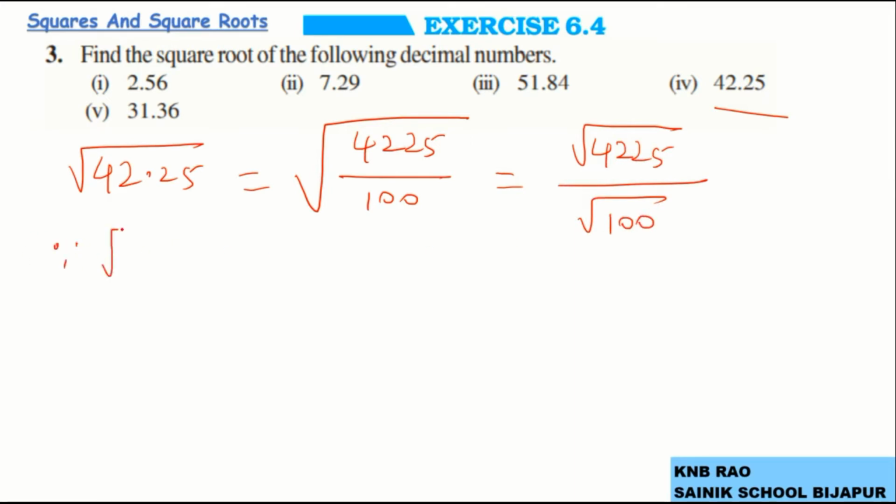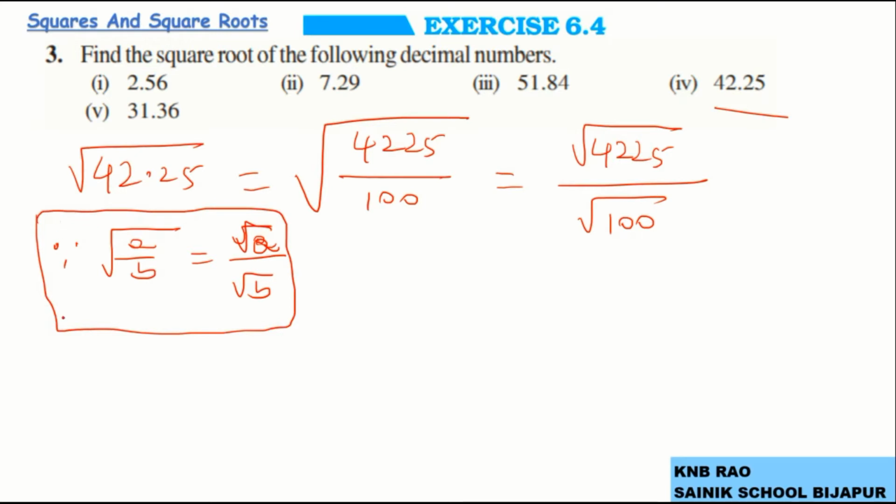Since the square root of a by b is square root of a upon square root of b, we used this law which comes in exponents and powers. So square root of 100 is 10, and the square root of 4225 you have to identify. You will be getting it, certainly. In the shortcut also we can find it.